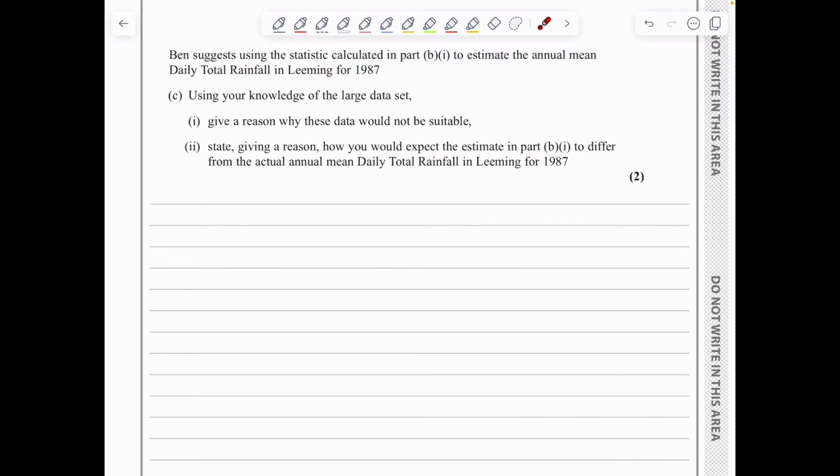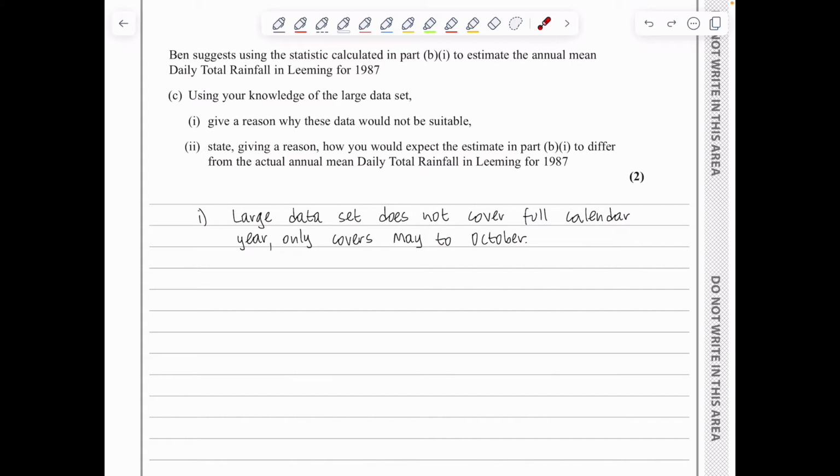Now, Ben suggests using the statistic we calculated in part BI, the mean we calculated, to estimate the annual mean daily total rainfall in Liming for 1987. And using our knowledge from the large dataset, we need to give a reason why this data will not be suitable. Well, we know that the large dataset does not cover a full calendar year. It only goes from May to October, so we cannot calculate the annual mean daily total rainfall for a full year.